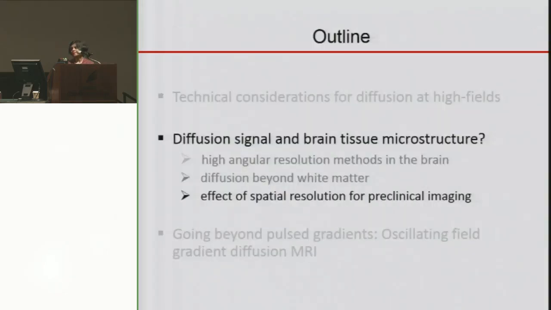So these figures basically showed or highlighted some of the examples of how we can use high angular resolution to look at microstructure in the postmortem brain. So now I'm going to move and talk a little bit about the effect of spatial resolution and its importance, especially for preclinical imaging.